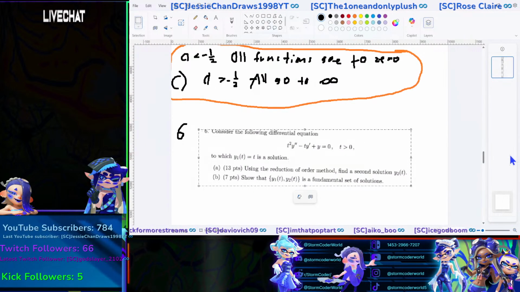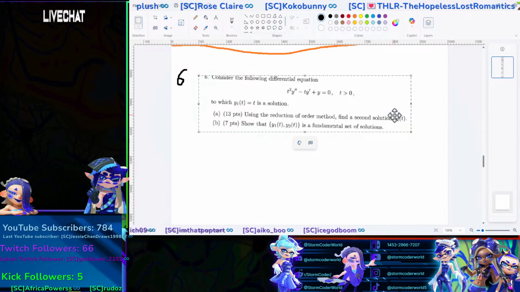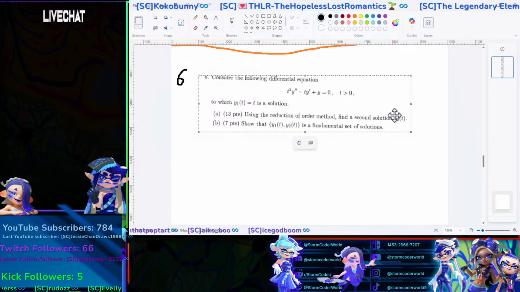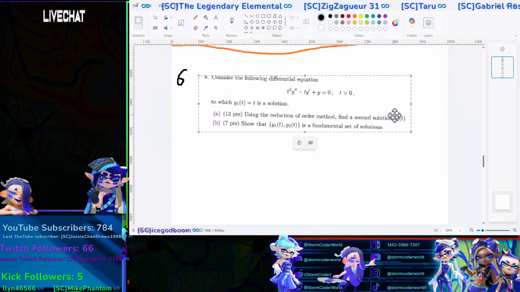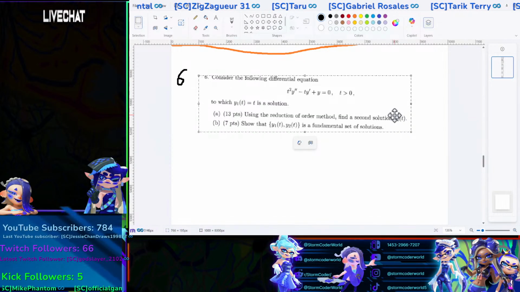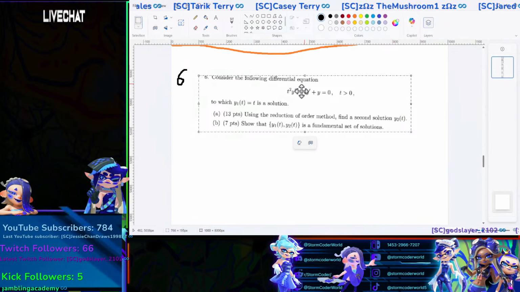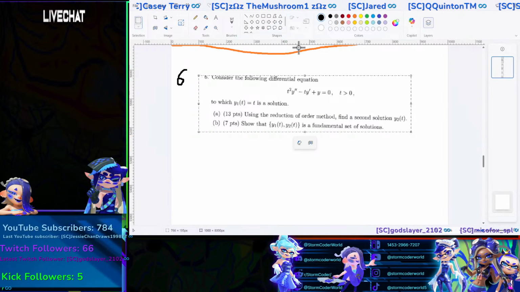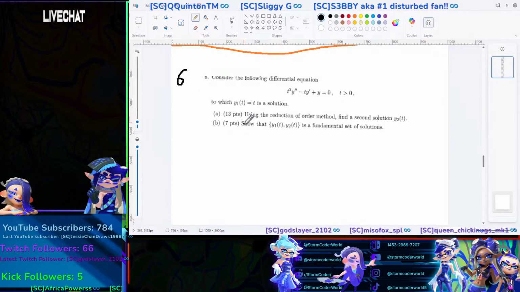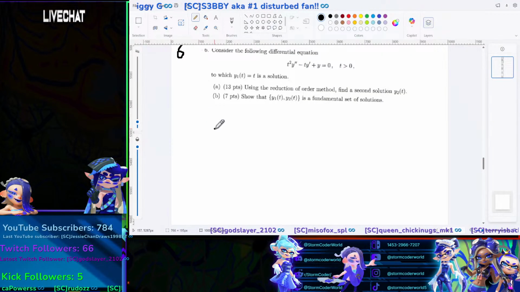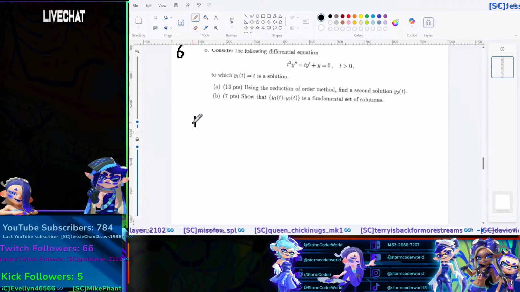There we go. Just looking at this generally, considering the following differential equation, we have this, and we are given a solution, y1. We know what y1 is, but now we have to find what y2 is. And then we have to show that this is a fundamental set of solutions, which is pretty easy. That's just doing a Wronskian. So I'll show you how to do it. Okay, so from this perspective, the first thing that needs to happen is that this function needs to get reduced.